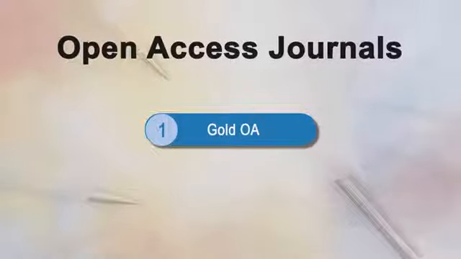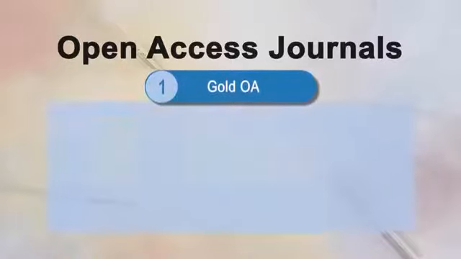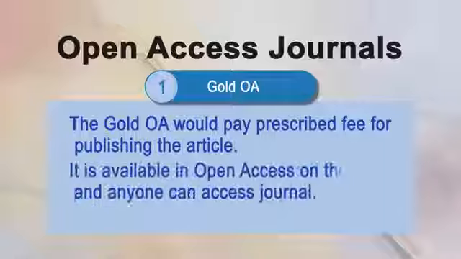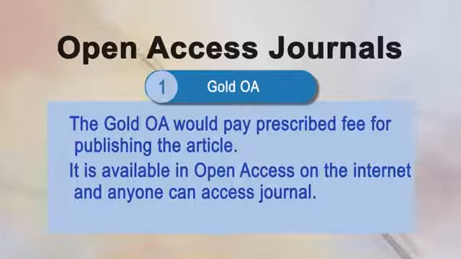We had different flavors or different types of open access journals, such as the gold open access journal, wherein the authors would have to pay a fee at the time of publishing a paper to the publisher. This fee was also called the article processing charges, or the APC, and anyone wanting to publish in a gold open access journal would pay a prescribed fee for publishing the article. But the journal, being in open access, was accessible to everyone. It was available in open access on the internet, and anyone from anywhere could access the journal.